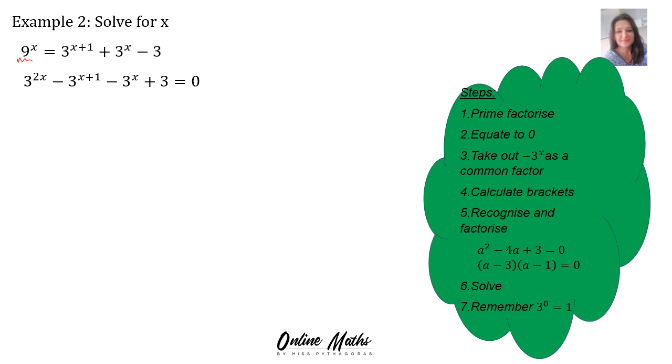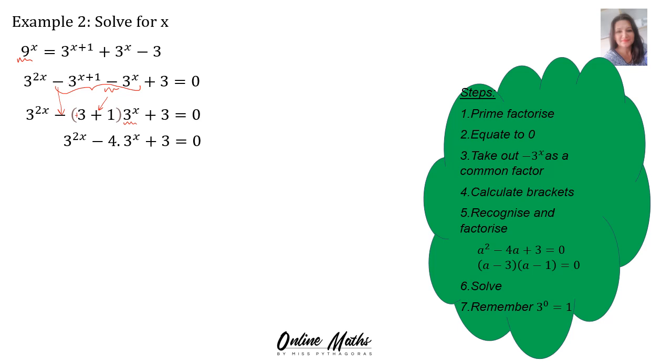Step 3, take out minus 3 to the x as a common factor. So when you take out minus 3 to the x, you're going to take it out from those two terms. So what happens is when you pull out the minus, then that sign will change into a plus and that sign will change into a plus. And I took out the 3 to the x and I wrote it at the back. Step 4, calculate the bracket. So that means you say 3 plus 1 is 4.